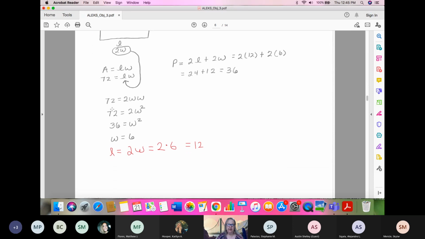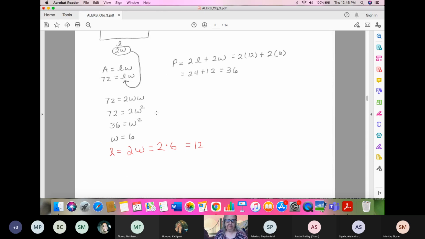And how can we write it? 72 just gets copied down, equals 2. We've got 2 of the W's, so we can write that as W squared. That's a mathematician's way of representing W times W. Then this 2 means we have 2 W's multiplied together. Exponents are a mathematician's way of representing repeated multiplication.